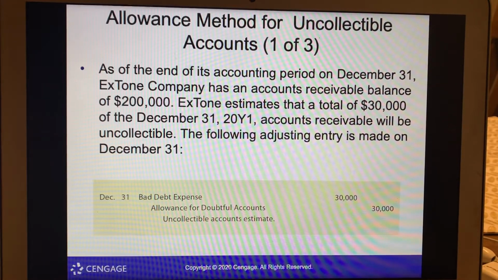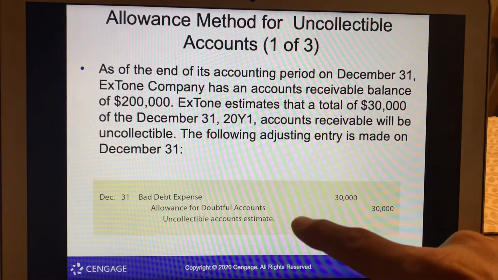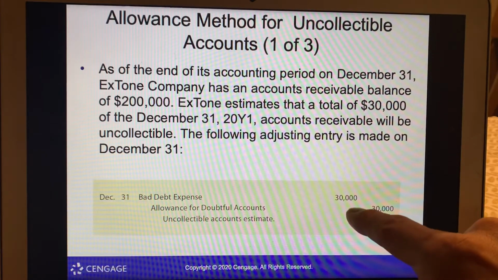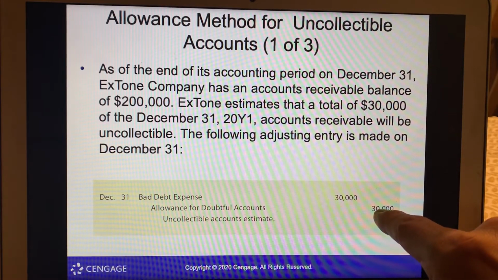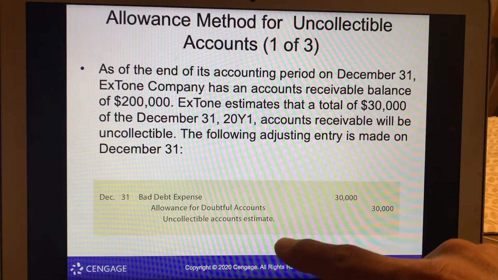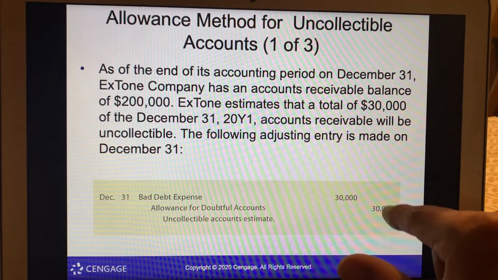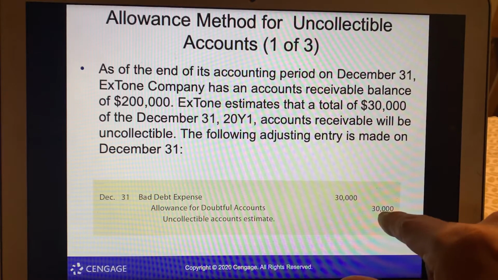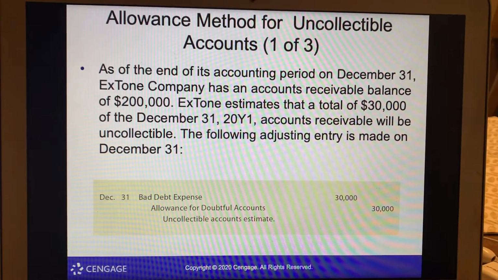Bad debt expense. Okay, so this is another example. Accounts receivable will be uncollectible. The following entries are made: 30,000 for bad debt expense, and this goes to allowance for doubtful accounts for 30,000, and this is the uncollectible accounts estimate. So we're estimating that we're not going to receive $30,000, so we're creating that allowance for doubtful accounts.